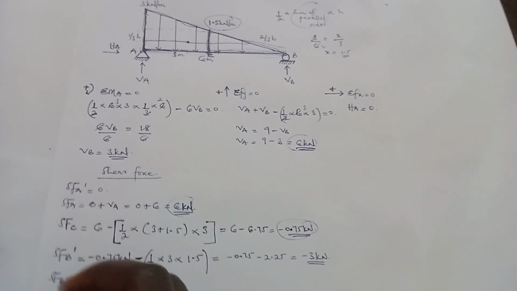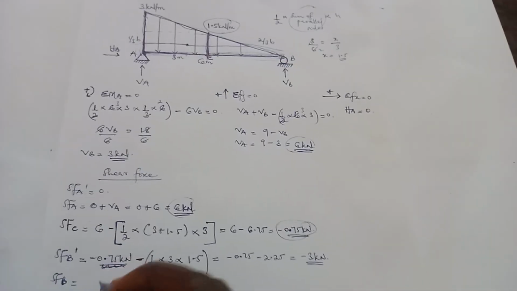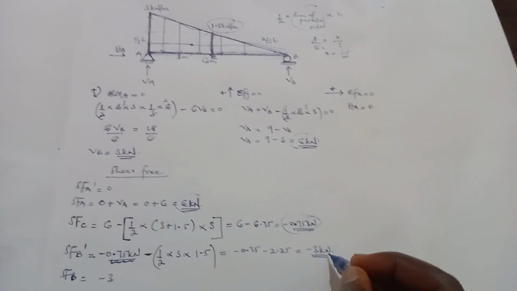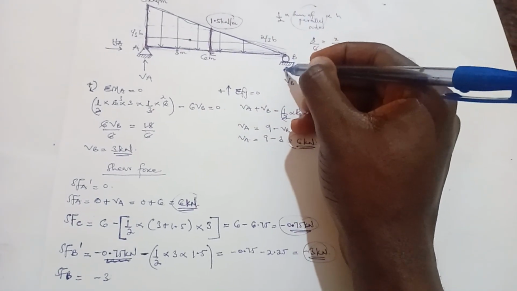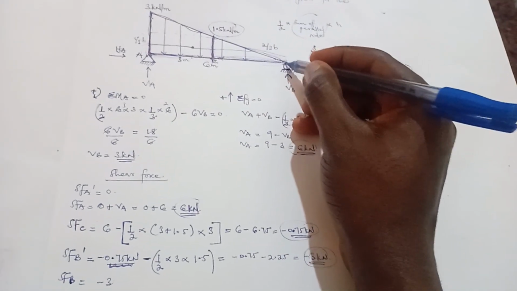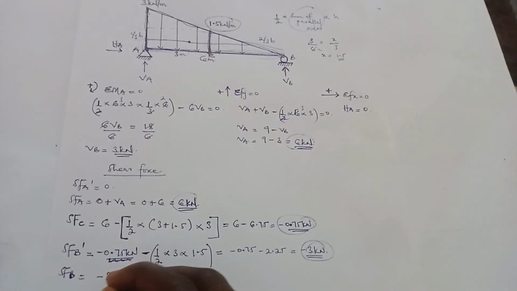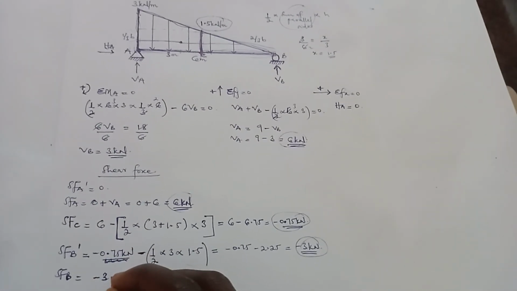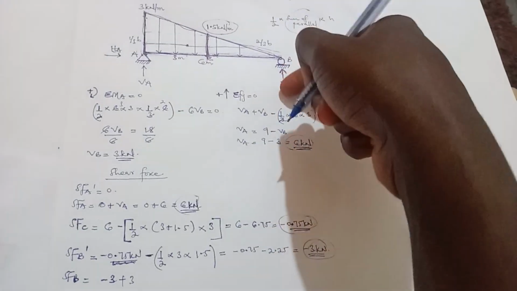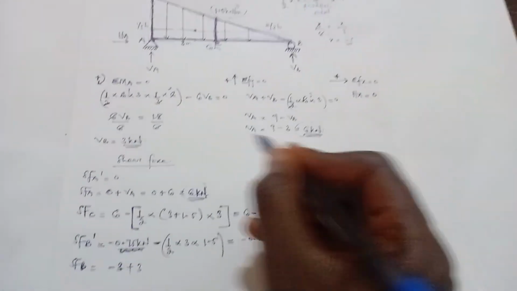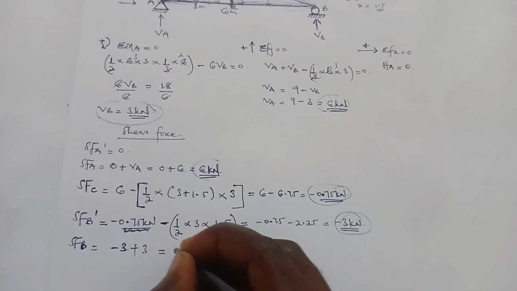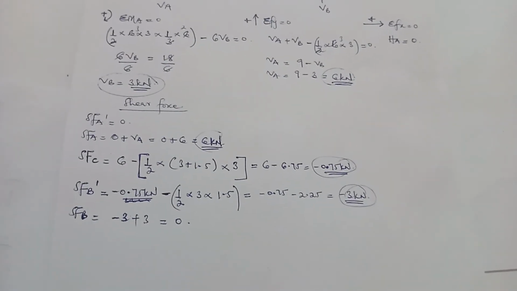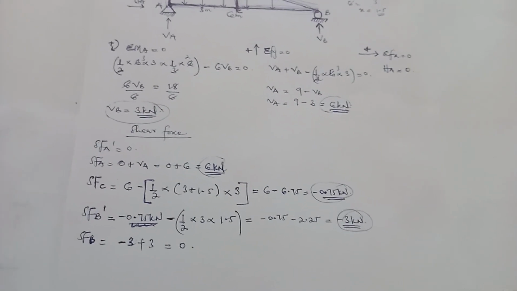And now the shear force at B. Shear force at B is going to be negative 3, which is the previous one. Then we'll factor in the vertical force acting at B. So this is going to be negative 3 plus 3, so plus VB because it's moving up. So plus 3, VB is 3. And this will send us to 0. So this is the calculation for the shear force. Now the shear force diagram.